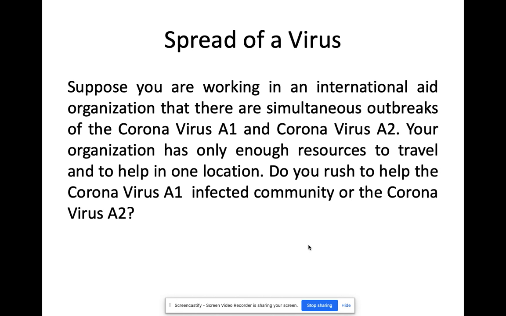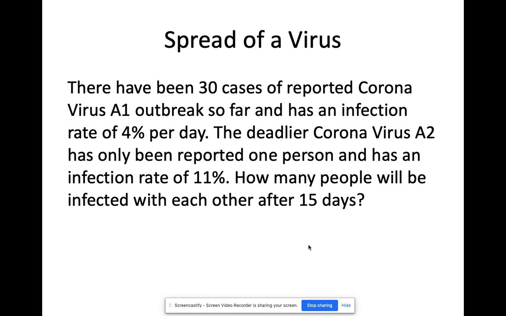Let's go on to this one. Suppose there have been 30 cases of reported coronavirus A1 outbreak, and so far it has an infection rate of 4% per day. The deadlier coronavirus A2 has only been reported in one person and has an infection rate of 11%. How many people will be infected with each after 15 days? It's important to have the information to determine exactly where you want to go.